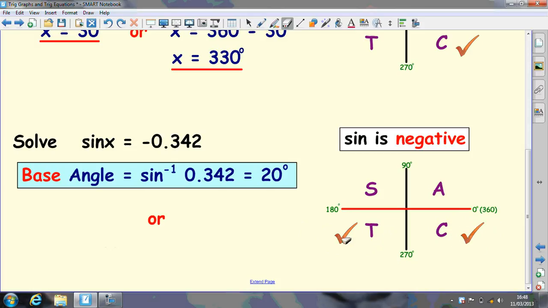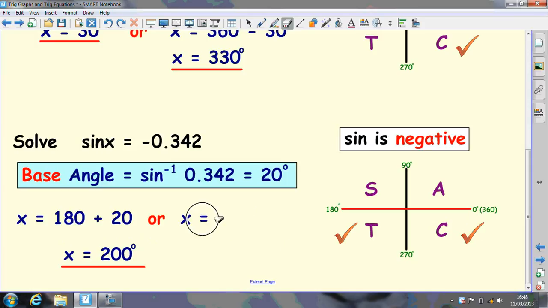Okay, so to get into this quadrant here, we go forwards from 180 with our base angle. So we can write that down. 180 plus 20 gives a solution of 200 degrees. And to get into the last quadrant, we go backwards from 360. 360 take away 20, and that gives us 340 degrees.